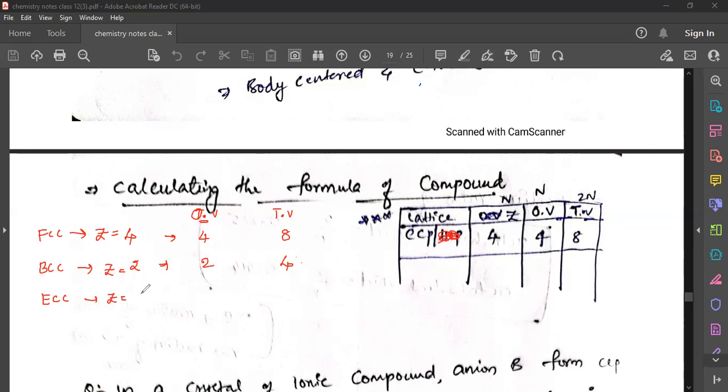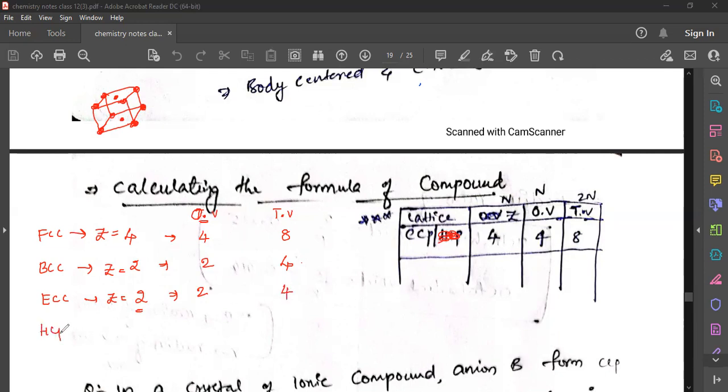If you take end centered, the Z value is 2 only. If you take end centered, it means one cube will be there like this. 1, 2, 3, 4, 5, 6, 7, 8. So these are the 8 corners, 8 atoms will be there, and the 2 atoms at the 2 opposite faces. So in total we have 2 atoms effectively. So octahedral voids will be 2 and tetrahedral voids will be 4.